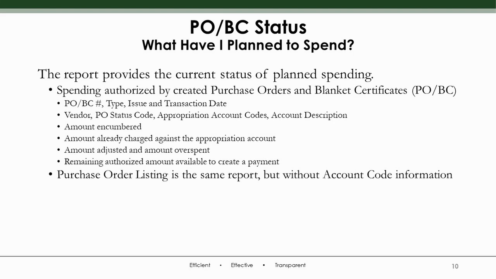is the amount that the purchase order was created for, the amount already charged against the appropriation code as an expenditure, any amount adjusted, which is to reduce the purchase order blanket certificate amount, and the amount overspent if a compliance override was issued, which allowed the purchase order to be overspent, as well as remaining authorized amounts available to create a payment. The purchase order listing report is the same report, but without account code information. So let's take a look at that.